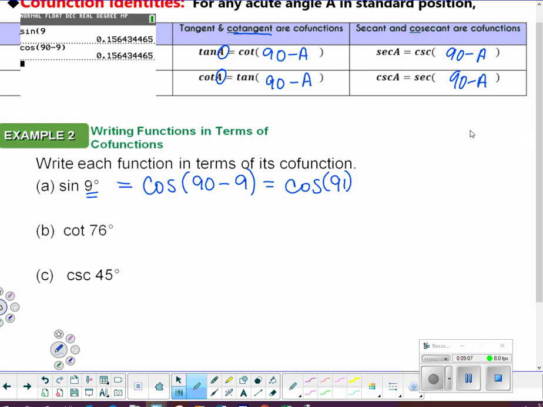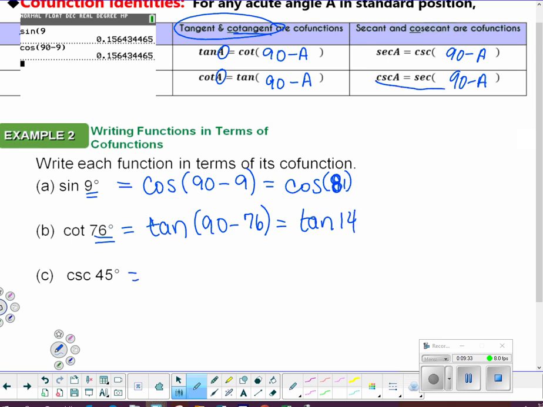Cotangent is a cofunction with tangent. So cotangent will be equal to tangent of 90 minus, I did put 91. Make that an 81 back on that first problem. All right, tangent of 90 minus 76. And this will be tan then of 14.